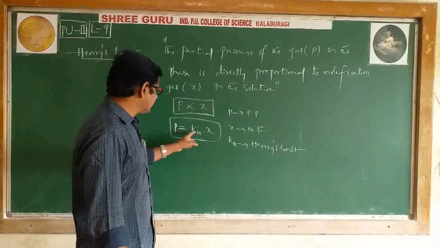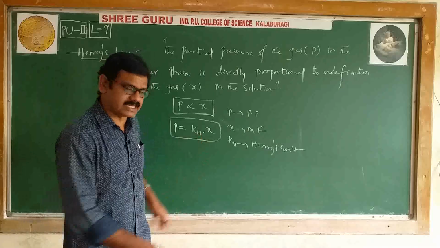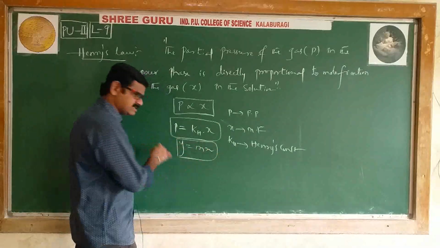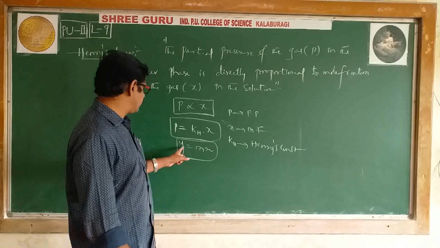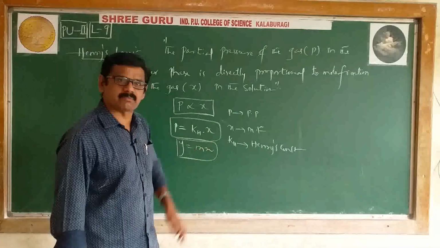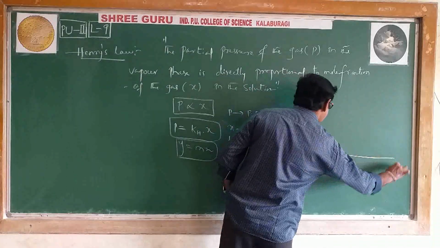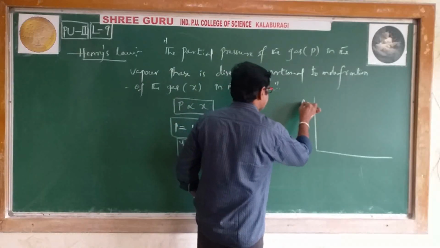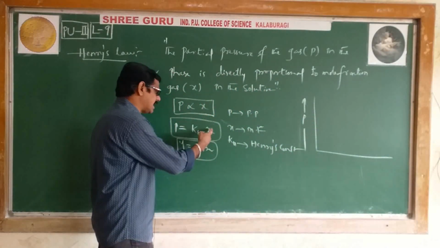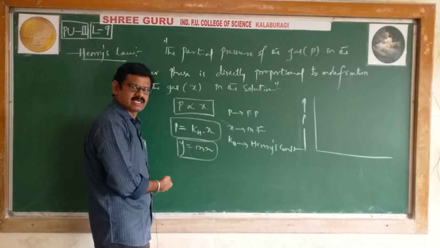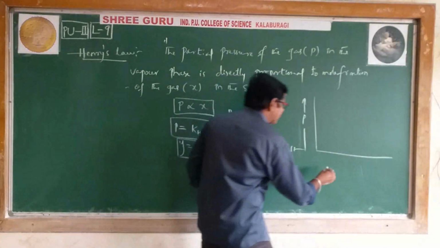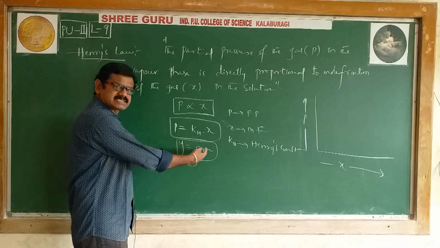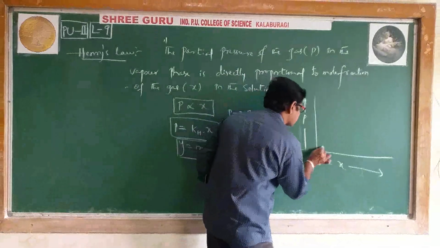Now whatever equation we are getting, we compare with y equals mx and plot the graph between the y and x axes. Instead of y, I take pressure on the y-axis, and on the x-axis I take mole fraction. Then we get a straight line passing through the origin like this.